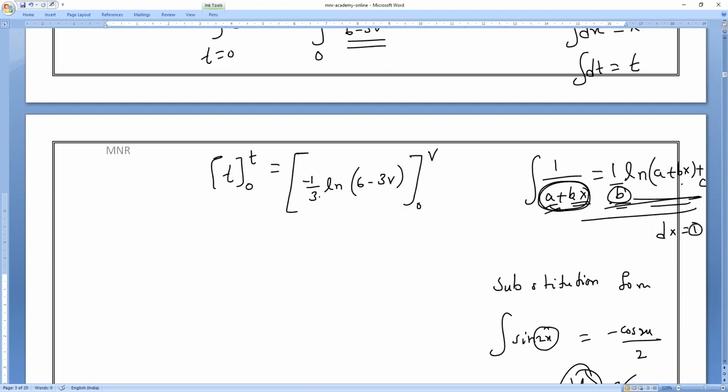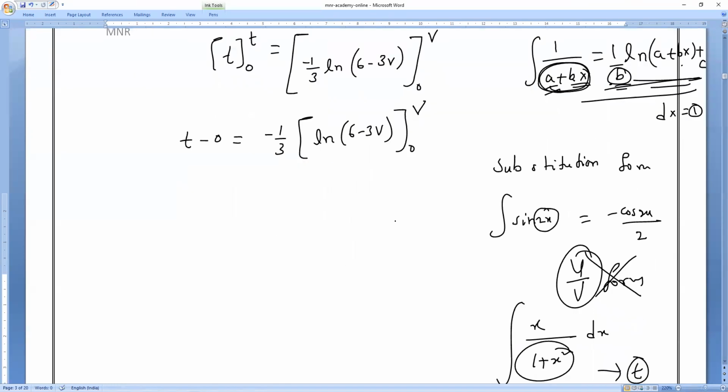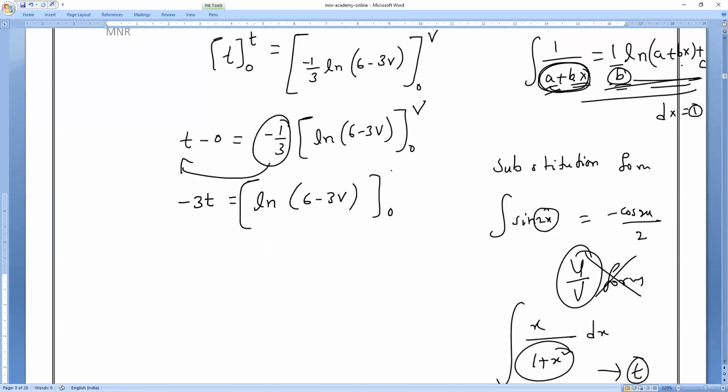Now let me send this 1 by 3 as it is a constant. I am substituting here now directly. So t minus 0, which is equal to, minus 1 by 3 I will take common, which will become ln of 6 minus 3v, with limits 0 to v. Now this minus 1 by 3 I will send this side, so it will become minus 3t, which is equal to ln of 6 minus 3v, and the limit is 0 to v.